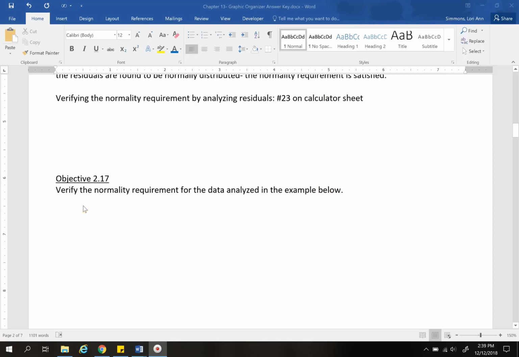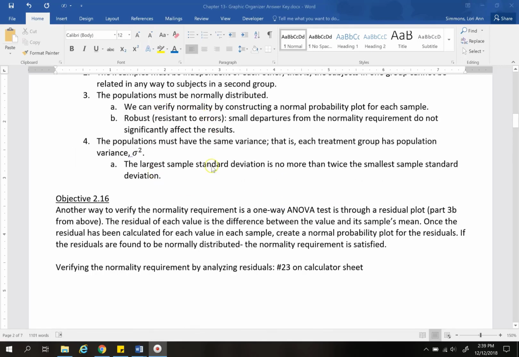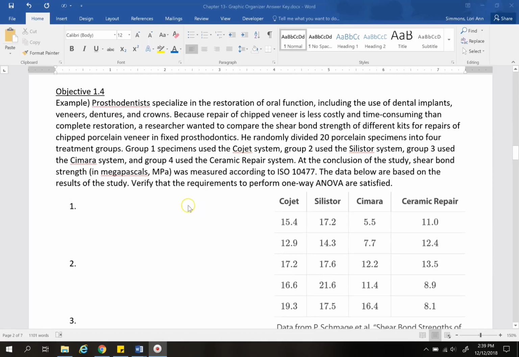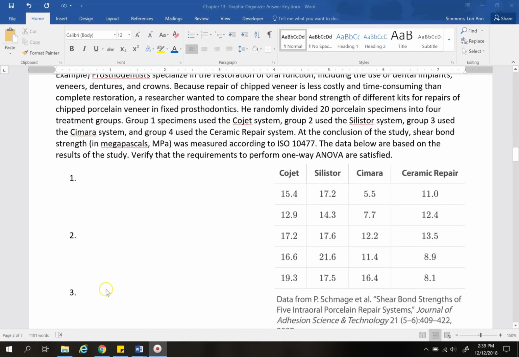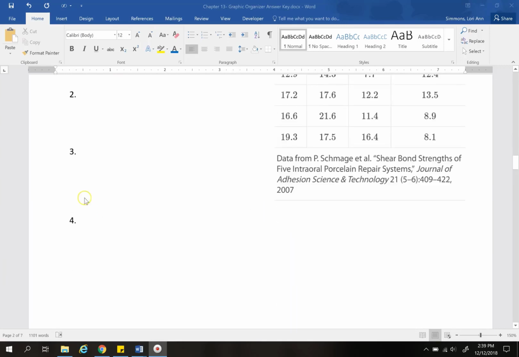We're going to verify the normality requirement for the data analyzed in the example below by this residual method. So let's scroll on down and look at this example. So we're going to apply this portion, number 23, to number 3 on this example.